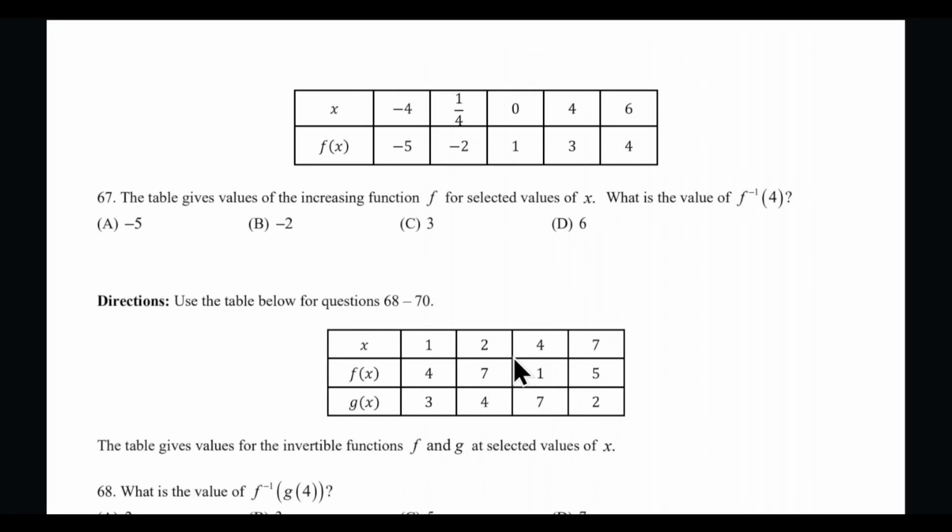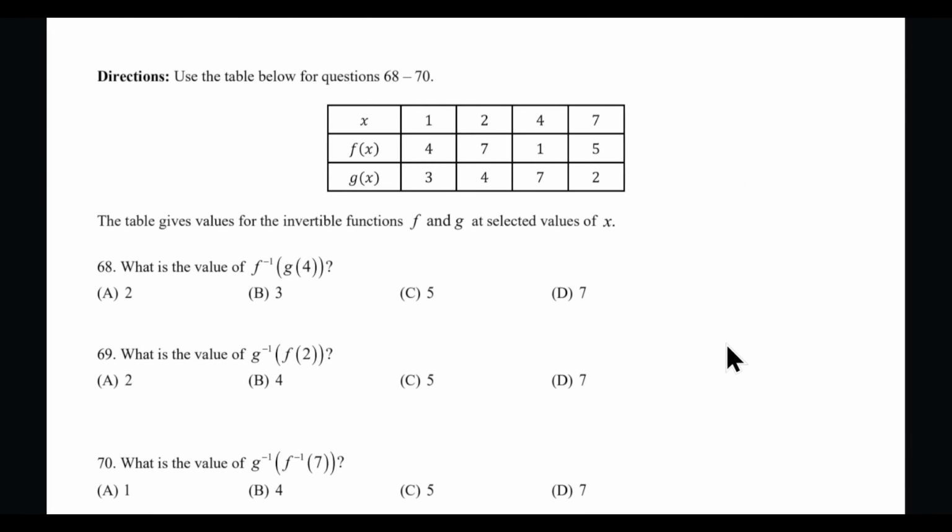The table gives the increasing function. What is the value of f inverse 4? So f inverse 4 means the corresponding x value of the function f(x) when its y value is 4. So when is the y value 4? It is at 6. So the answer is 6, which is option D.